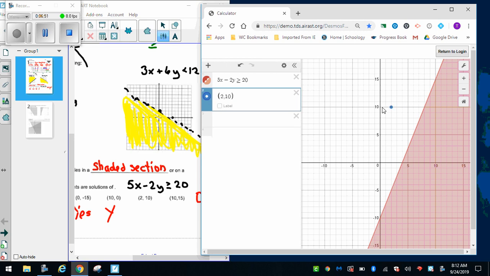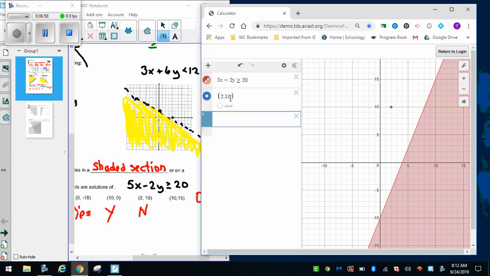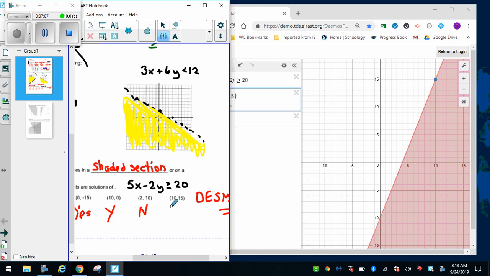That guy's up here, not in the shaded. So we're going to put a no. And lastly, 10, 15. It's directly on the line. So yes, definitely a solution. Desmos is our friend, guys.